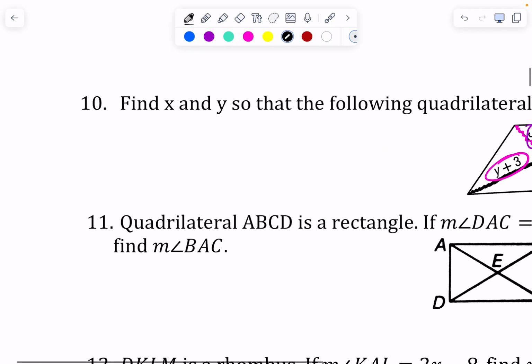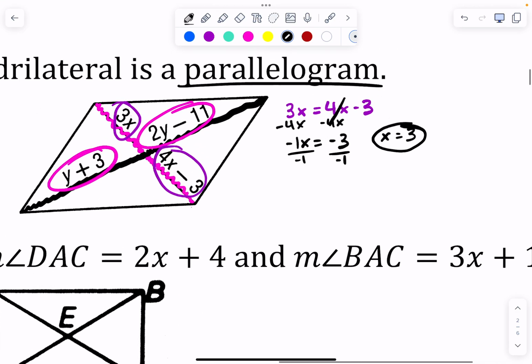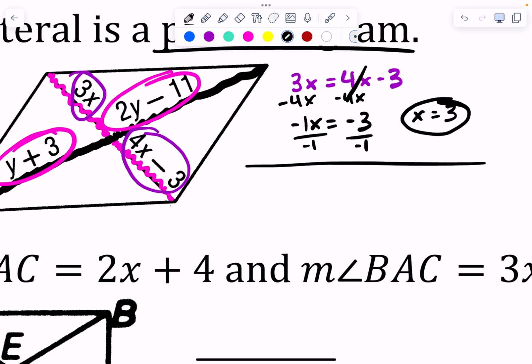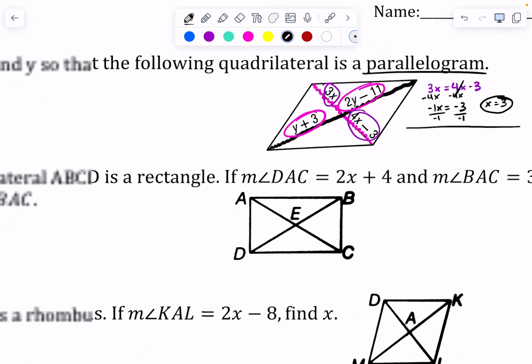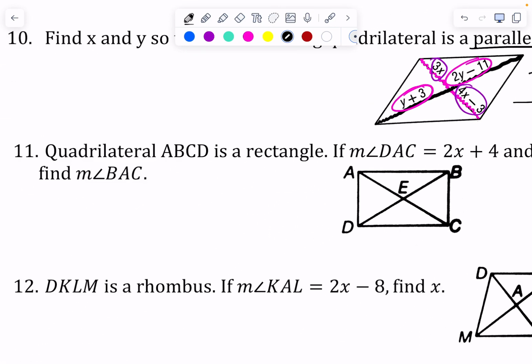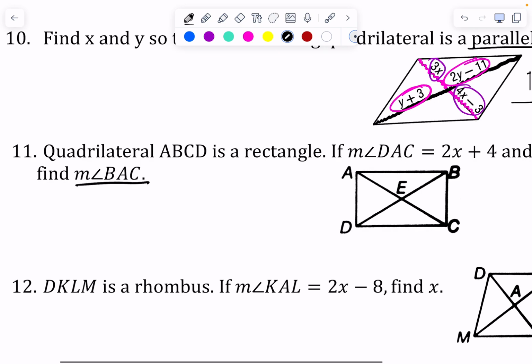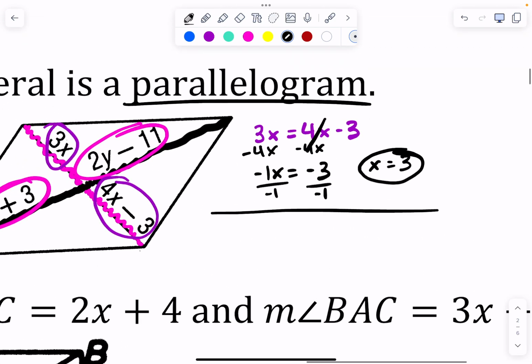Do we have to plug in? We haven't plugged back into any of these. Solve for x and y. Okay, so you just have to be careful. Later on we will. Oh, wait a second. The next one, 11. We're not done yet with number 10, but in the next one, find the measure of BAC. They're going to have you solve for x, and then we have to plug back in. So they're coming for us.